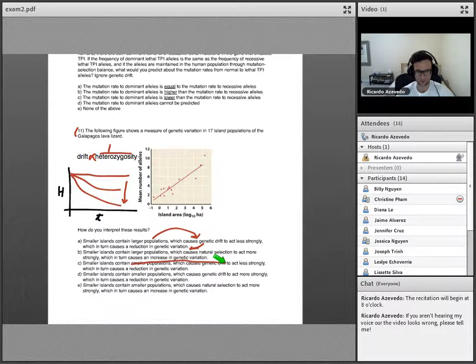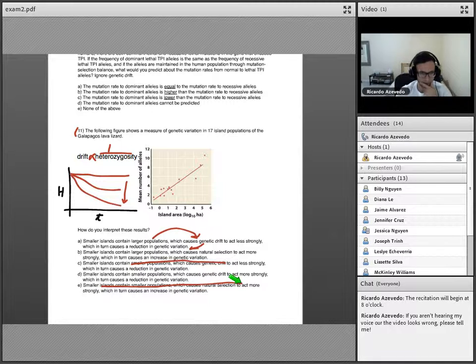D, smaller islands contain smaller populations, which cause genetic drift to act more strongly, which in turn causes a reduction in genetic variation. E, smaller islands contain smaller populations, which cause genetic selection to act more strongly. So E is wrong as well. So we are now between A, B, and D. Again, let's go over them. In D, smaller islands contain smaller populations.